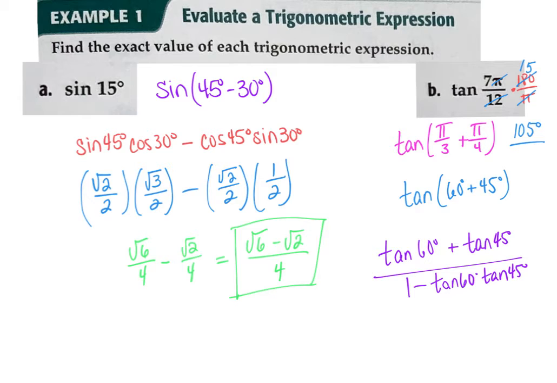What's the tangent of a 60-degree angle? Sine over cosine of a 60-degree angle. Yeah, it's square root of 3 over 2 over 1/2, right? Which is just square root of 3. Plus tangent of 45, that's easy. 45s have the same sine and cosine, so it's 1. All right, and we've already calculated this, so we have 1 minus the square root of 3 times 1. So I end up with the square root of 3 plus 1 over 1 minus the square root of 3.